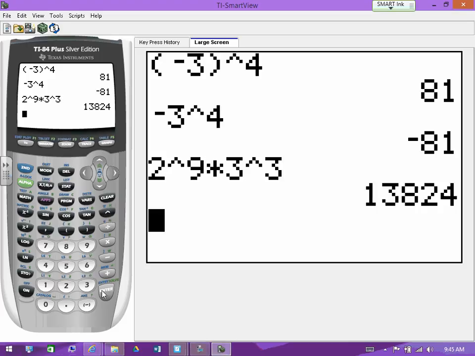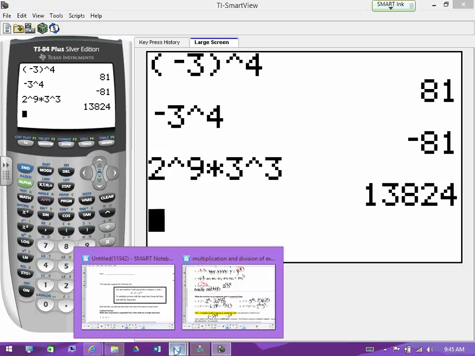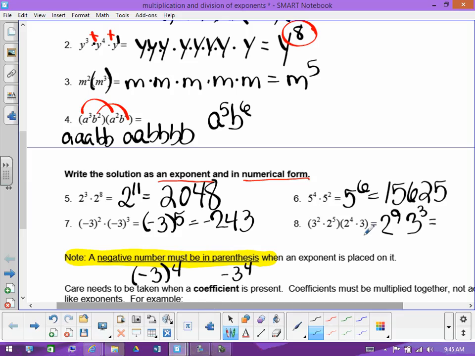2 to the 9th times 2 to the 3rd? Oh, you multiplied. You have to multiply. That's what it's doing. It's multiplying. So, 13,824.